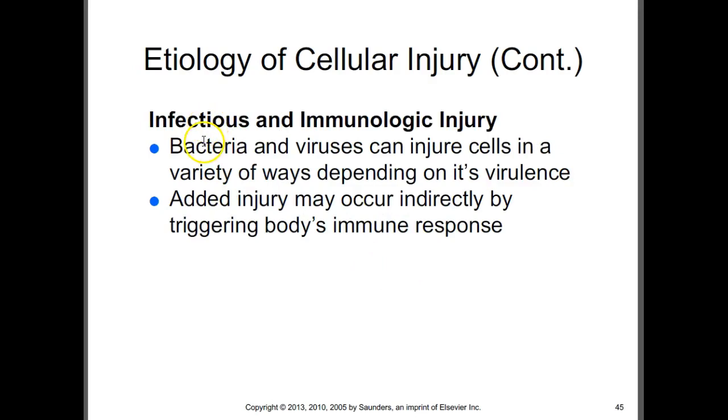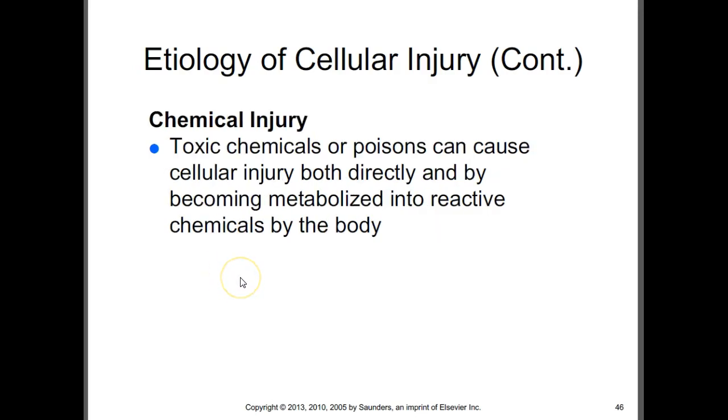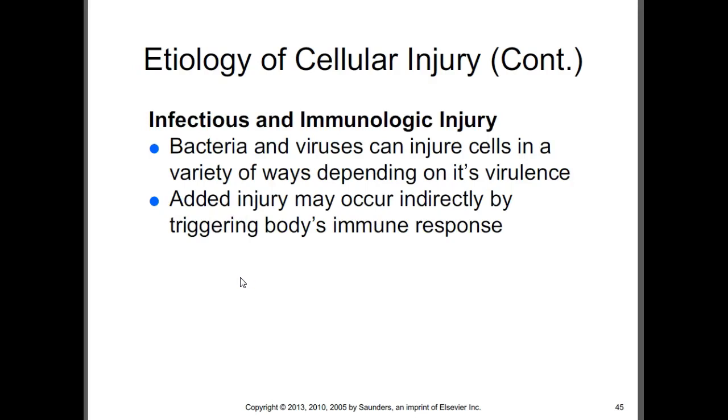And then infectious and immunological injury, like bacteria and viruses, can also injure cells in a variety of ways, but that really depends on their virulence, right? So their ability to cause disease. And then added injury may occur indirectly by also triggering the immune system response, right? So you have lots of different cascades. If you remember the complement pathway, it is going to initiate your neutrophils to start with their perforins and start bursting apart cells, and so on, and your other components of your complement system.